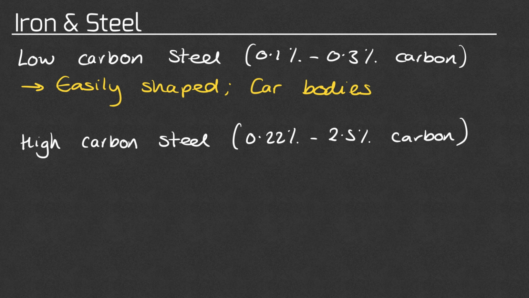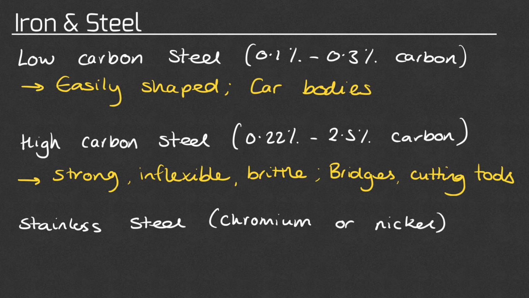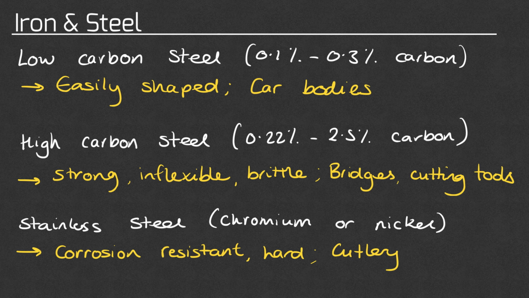High carbon steel has got around 0.22% to about 2.5% carbon. This is quite strong, inflexible and brittle, so it's used for things like making bridges or cutting tools. Stainless steel is iron added with small amounts of chromium or nickel. This is resistant to corrosion. It's also quite hard, so it's typically used for things like cutlery.